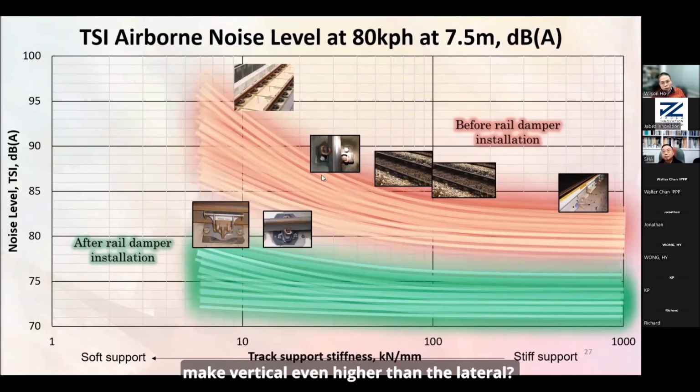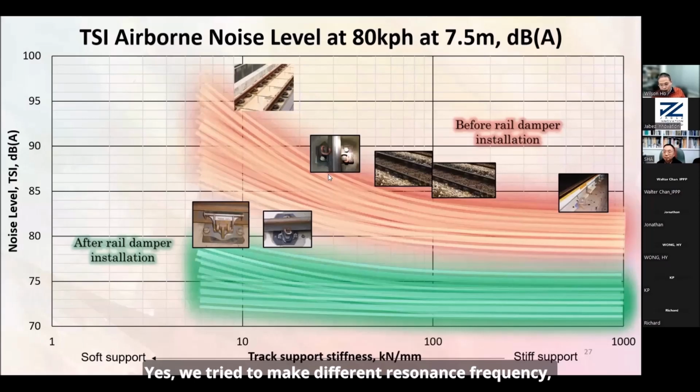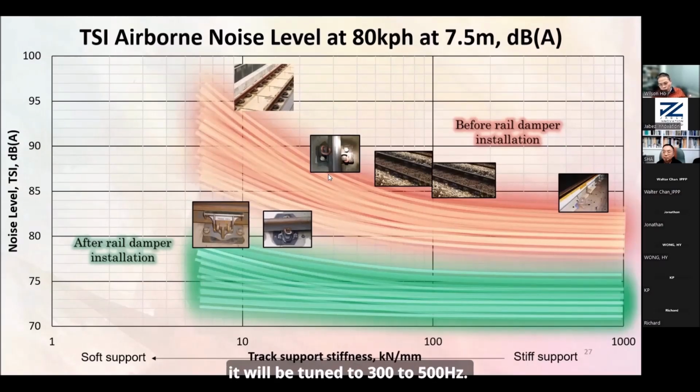And is it possible to make the vertical damping even higher than the lateral? Yes, we have different designs. Actually, it's not higher; we try to make them have different resonance frequencies. Because this is a tuned mass damper, we can tune it for 500 Hertz, 1000 Hertz, 200 Hertz, or 50 Hertz. Normally the vertical vibration would be around 800 to 1000 Hertz. To control the vertical vibration, the tuned mass damper should be tuned to 800 to 1000 Hertz. For lateral vibration, normally we would tune for 300 to 500 Hertz. So it depends on which vibration we want to control. For ground-borne noise, we would tune for 50 Hertz or 60 Hertz.